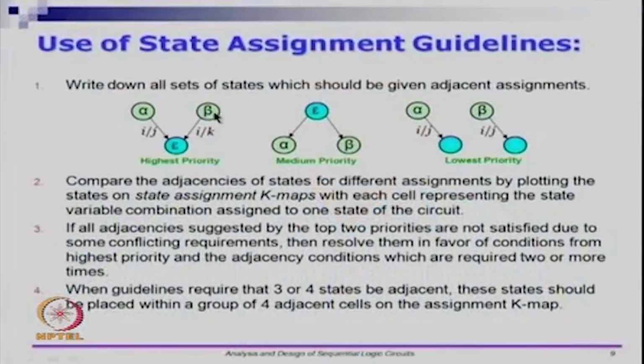So the case I was making was if alpha and beta are actually two different states which are heading to the same state, then the binary assignment of alpha and the binary assignment of beta, you should have them in such a way that they are very close to each other. The number of bit flips that you should have for such cases should be minimized. So let us see these guidelines. These are only guidelines, these are not rules, these are guidelines. Let us see how to use the guidelines.